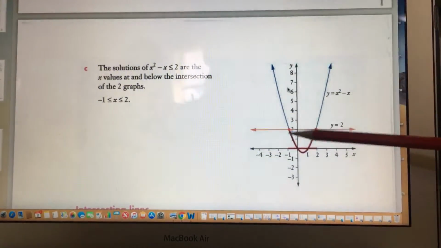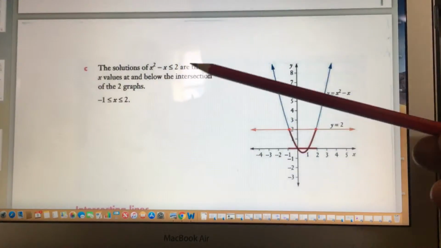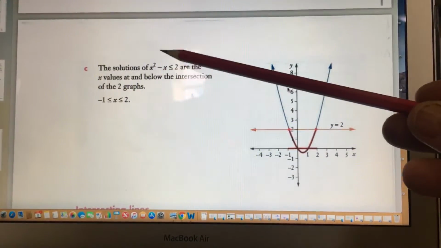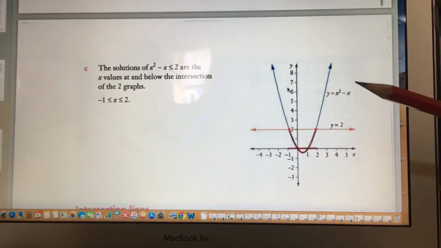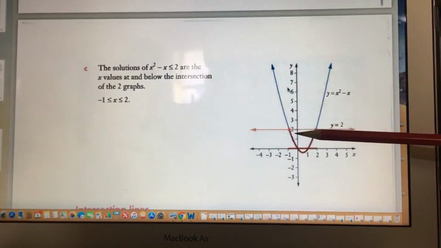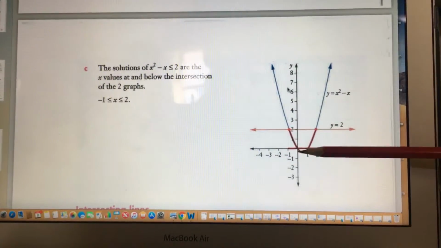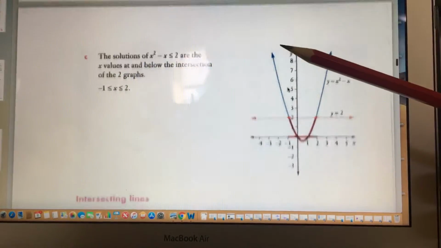So this is y equals x squared minus x, this is y equals 2, and to solve that inequality, you want to look at when the parabola is underneath the line 2. So we've done this before where we make it positive or negative, but now we just want to see when it's underneath this line. And it's underneath this line here. So what x values does this correspond to? -1 to 2. So that's how we write it. -1 is less than or equal to x is less than or equal to 2.